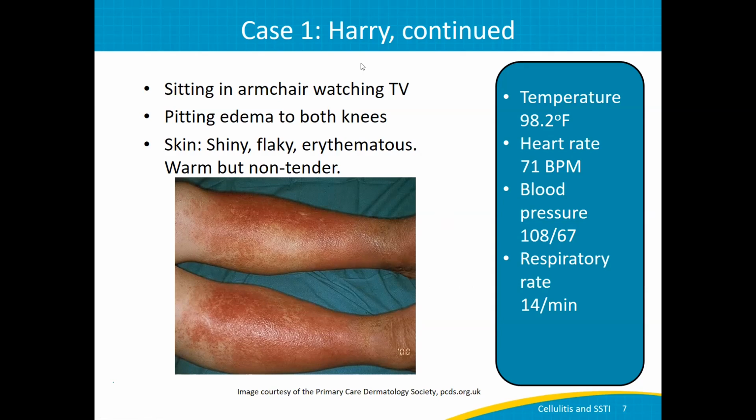So at this point, a question you might be asking yourself is, does Harry have cellulitis or not? What do you think? Give a couple seconds for people to answer.